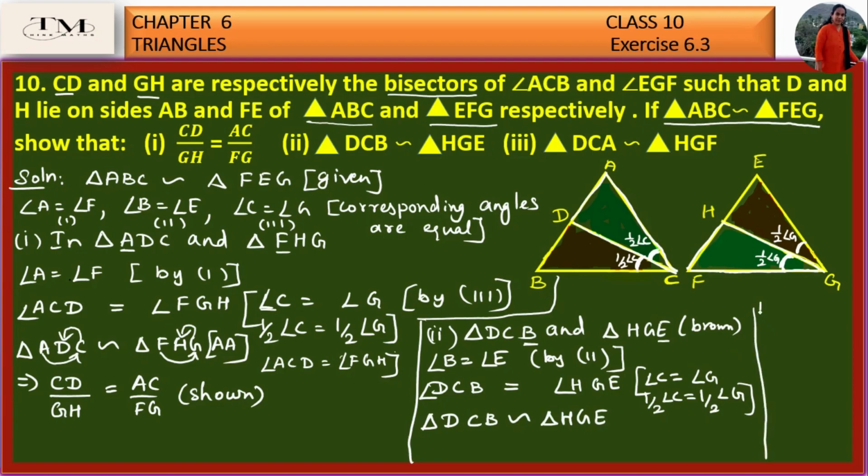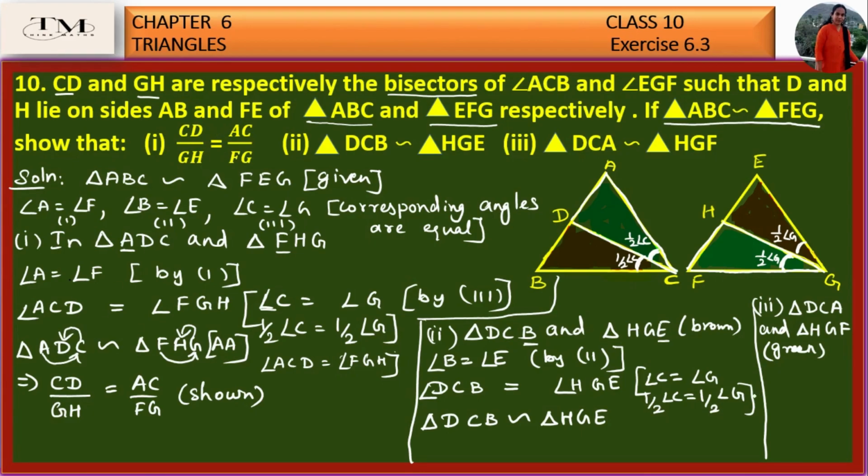What about the third part? What are the triangles? Triangle DCA and triangle HGF. Which two triangles are these? Triangle DCA and triangle HGF, the green triangle. Okay, so this is the green triangle. We already proved that these two triangles are similar, because we have to prove their corresponding sides are proportional. So there is nothing to tell about this.